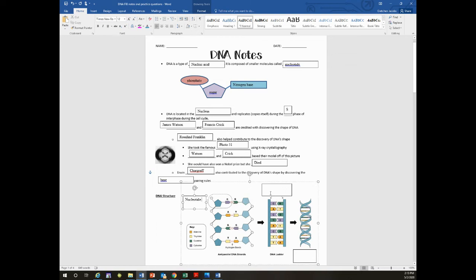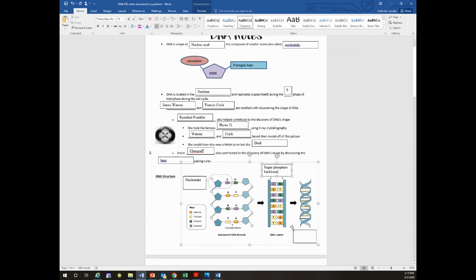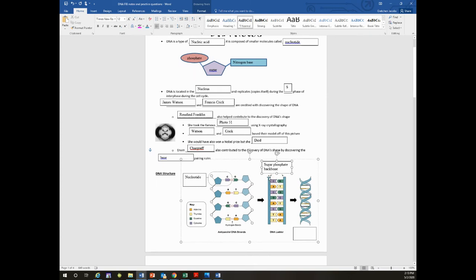The sides of the DNA ladder are called a sugar phosphate backbone, and that's what this is pointing to. So we have the nucleotides. This is the sugar phosphate backbone, and then the whole molecule is going to twist, and we call this full twisted molecule the double helix.